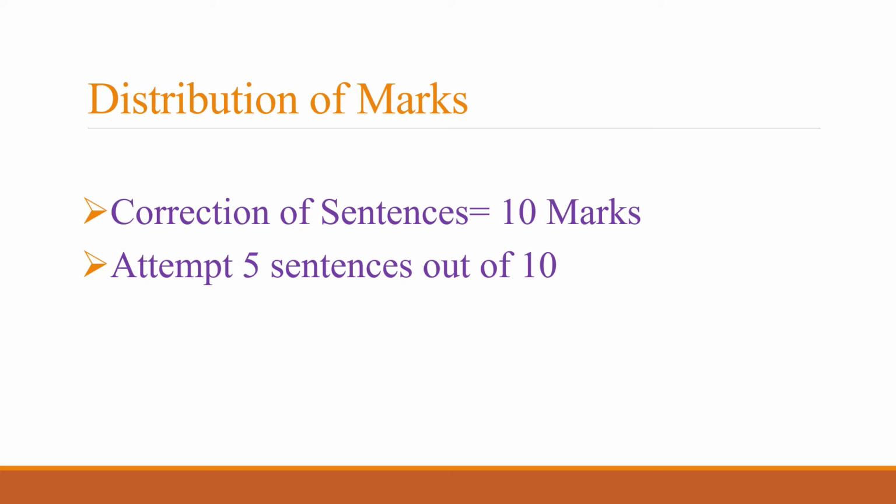I mean 10 wrong sentences, or the sentences with an error would be given, and then you have to write those sentences again in the correct order, and a correct sentence is made of the incorrect sentences. So in total you would be given 10 sentences, and you have to attempt 5 sentences to correct them. So the correction of one sentence carries 2 marks.